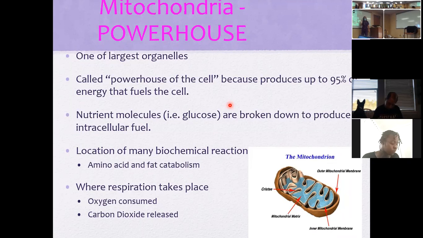Adenosine triphosphate. And it's created here in these little caves, these little crevices, which are called the cristae. Cristae is also where the oxygen and carbon dioxide exchange. So they also kind of function like our lungs. And so did I say that it produces up to 95% of the energy that it feels?